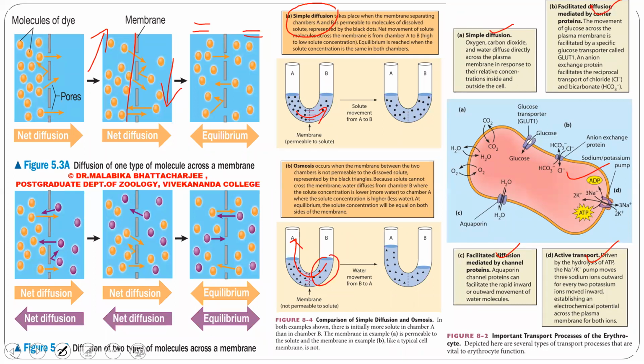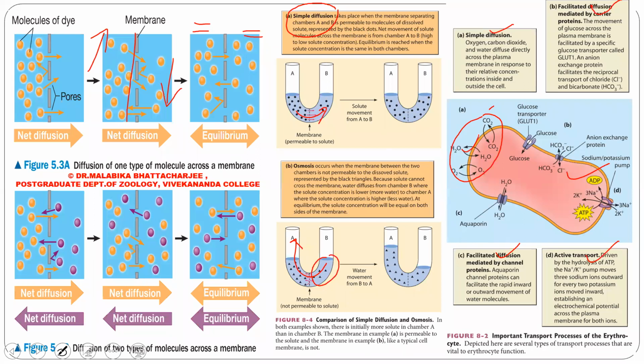The first case is a case of simple diffusion. By now you've understood what simple diffusion is. You can see all these gases that are moving across the erythrocyte membrane, they are moving as per simple diffusion. They're moving from a higher concentration to a lower concentration. Here, a water molecule has also been shown.